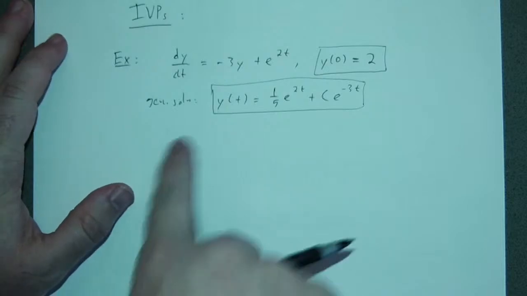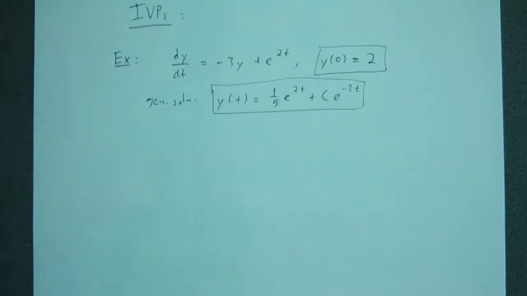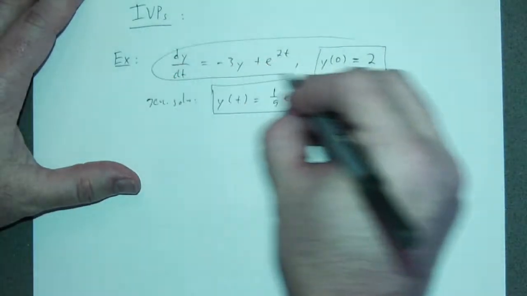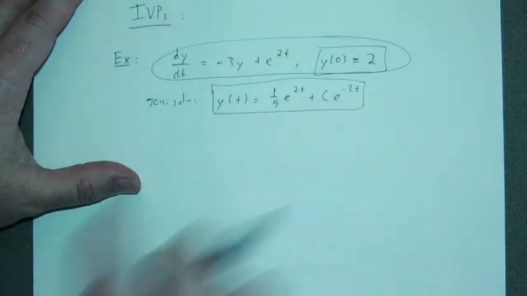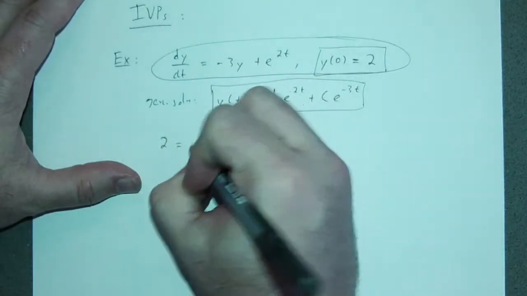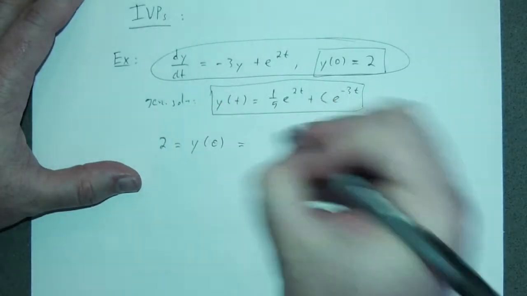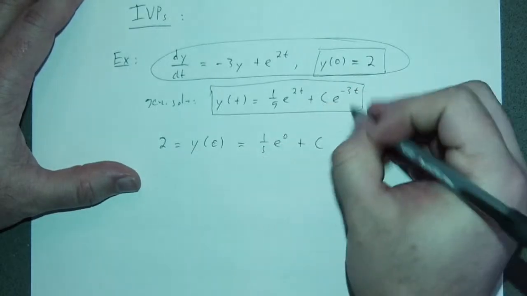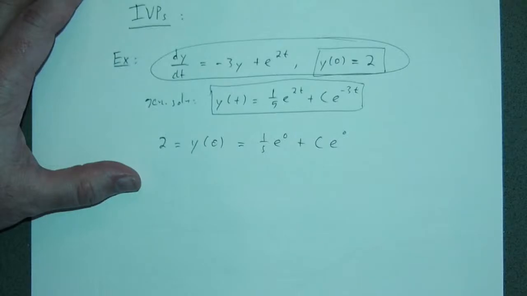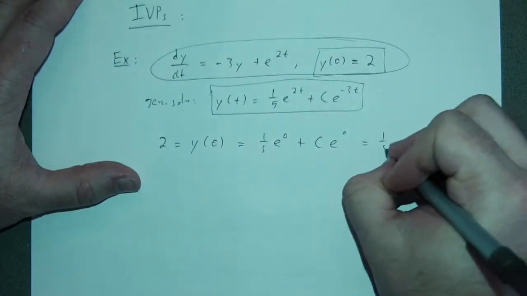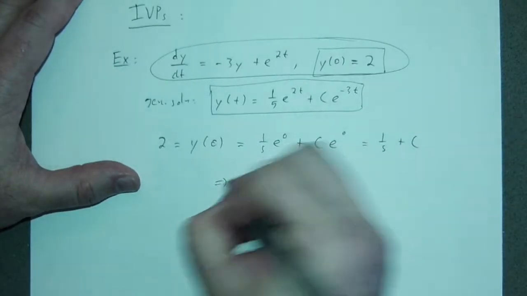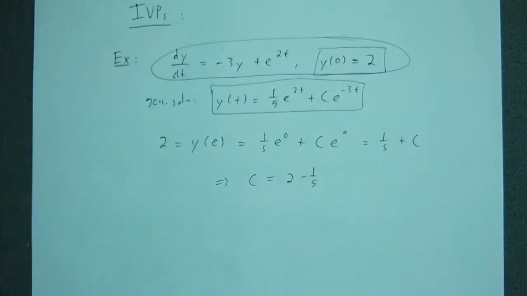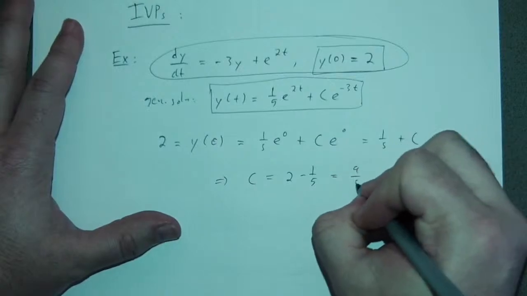So here is our general form of solution, and here is the initial condition, as we saw yesterday. To find the solution to this IVP, I impose this initial condition on the general solution. So 2 is equal to y of 0, which is 1/5 e to the 0 plus c e to the 0. So this is 1/5 plus c, and then c is equal to 2 minus 1/5. Well, 2 is 10/5, so this is 9/5.